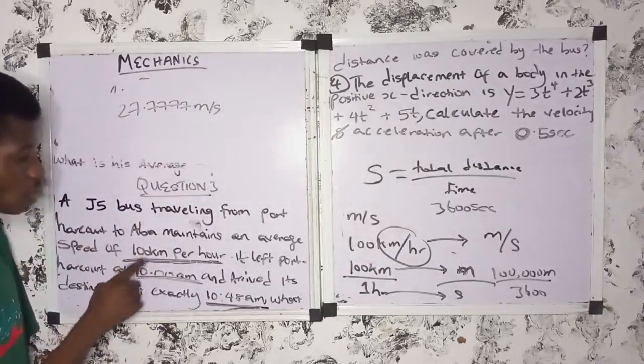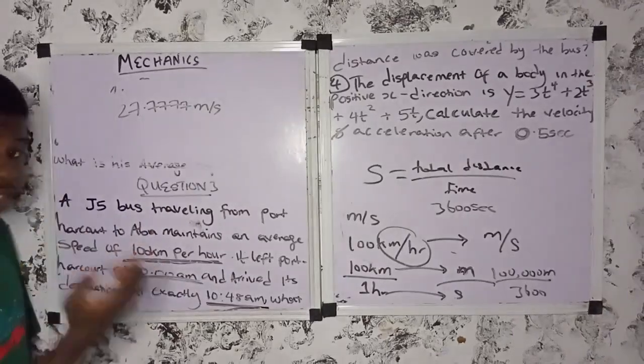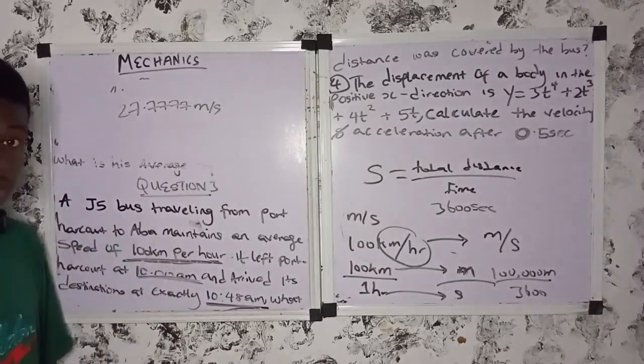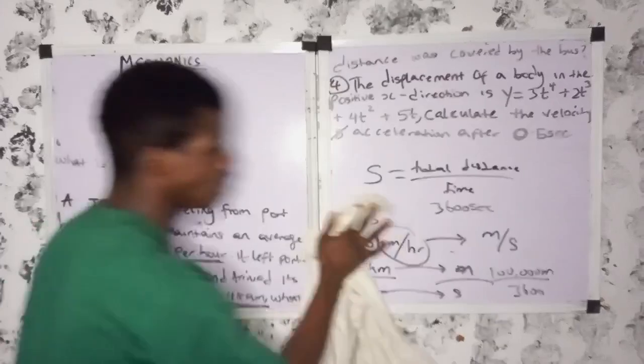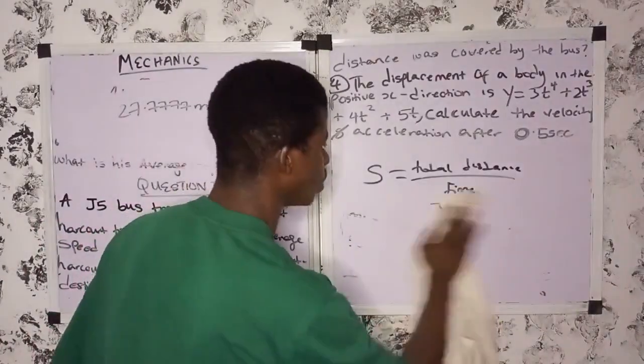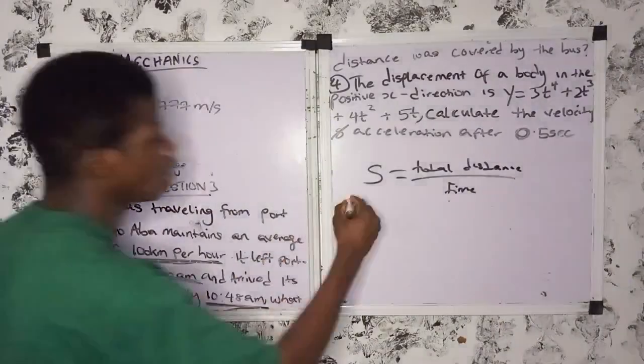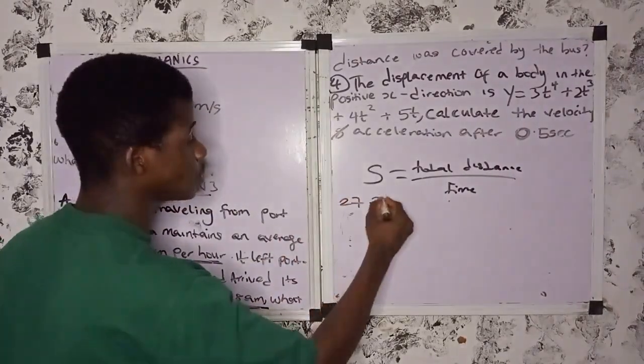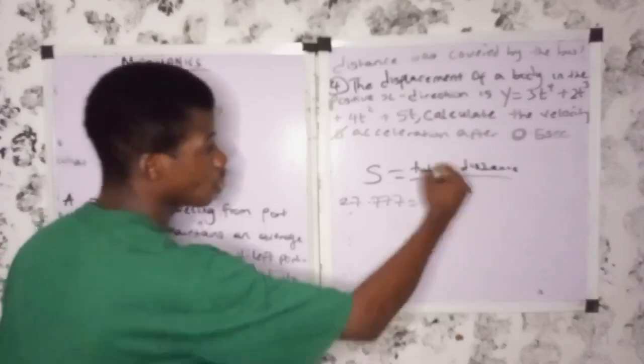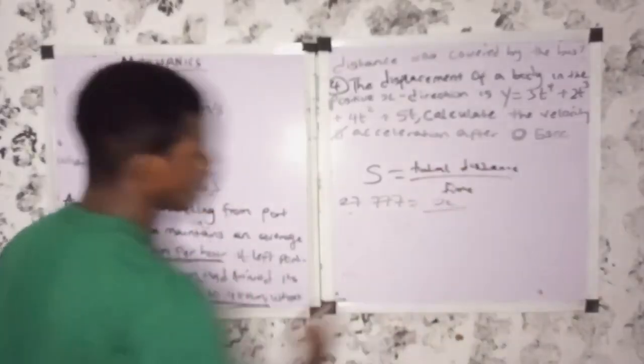So we have converted kilometer per hour to meter per second, right? Yes, but we are not done yet. Our speed is now 27.777, equal to, and we are looking for the total distance. Let's take it as S.